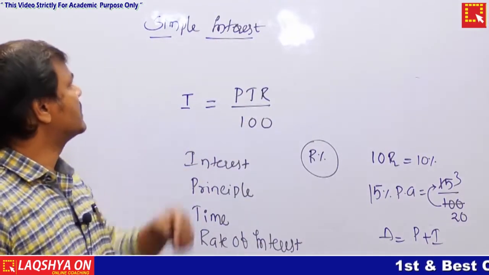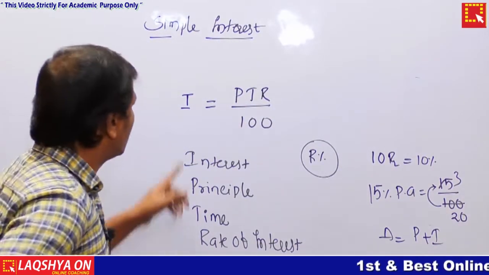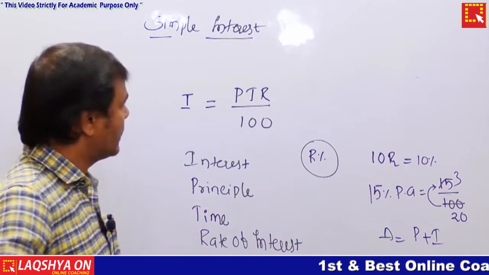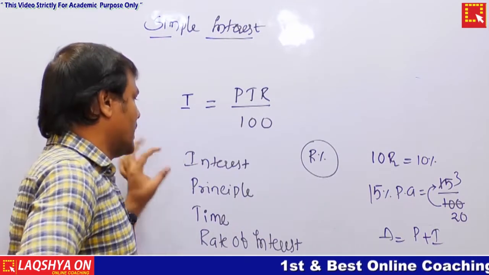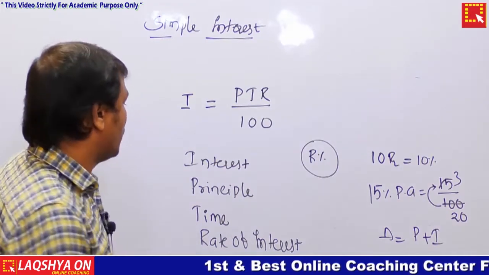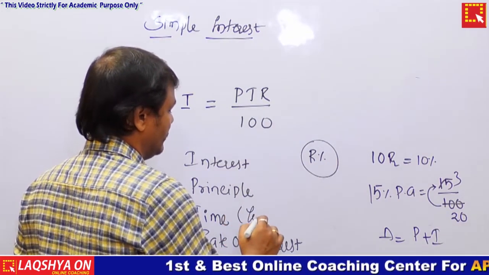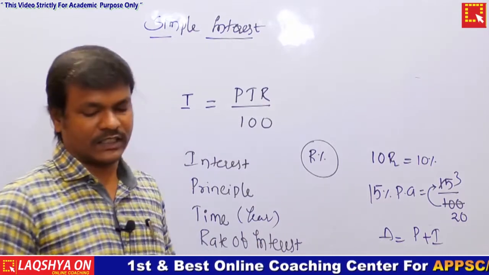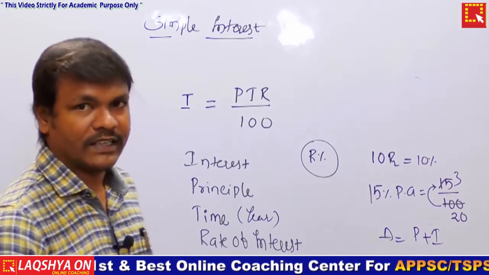Today we are going to discuss simple interest. Simple interest is I equals PTR by 100. I means interest, P is principal, and T is time. Time is always in years. The rate of interest is the main important keyword.